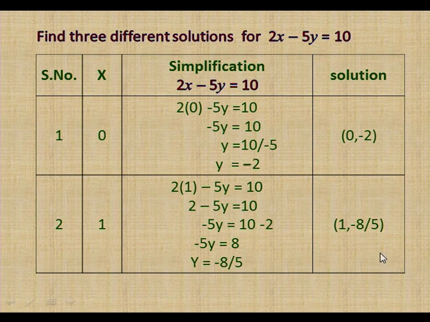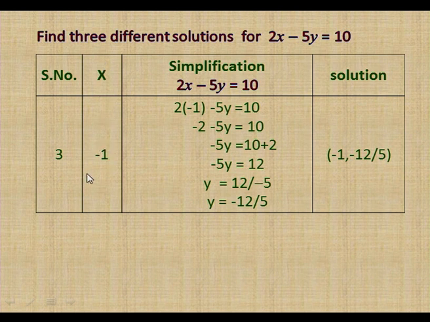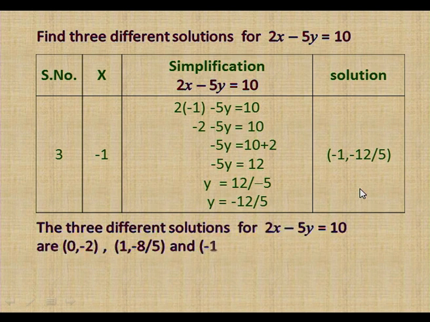Now, I want to go for the third one. If I take x value is equal to minus 1, what happens? 2 into minus 1 minus 5y is equal to 10. For the value of minus 1, I got the answer as y is equal to minus 12 by 5. So, my solution is minus 1, minus 12 by 5. Are you clear, children? Now, let us see what the points are. The 3 different solutions for 2x minus 5y is equal to 10 are 0, minus 2; 1, minus 8 by 5; and minus 1, minus 12 by 5. Like that we can find still more solutions for the given equation.